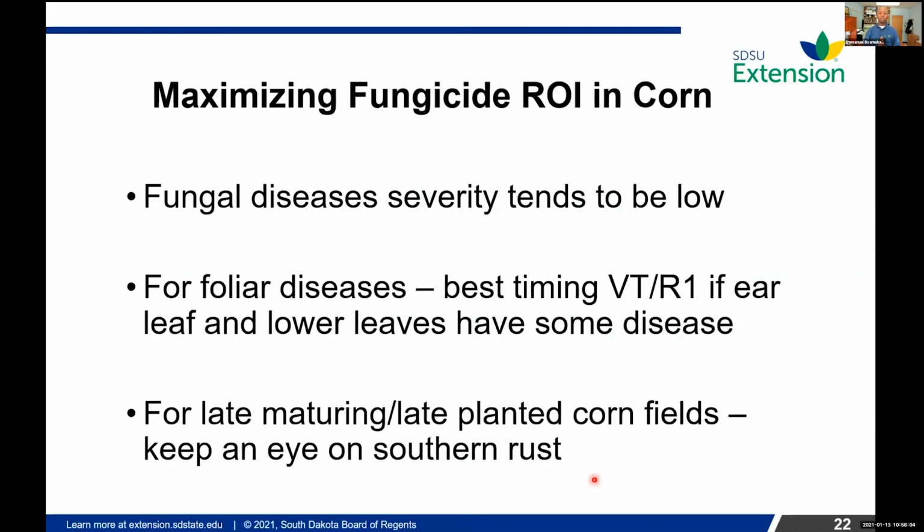Of course, look at the disease severity. It tends to be low, but do scouting and find out if you have enough disease to require a fungicide. The best timing, based on what we're finding and what other people in the region are finding, would be R1 or tasseling. Some people are talking of V5, V6 in corn, so quite early, and you won't see any disease that requires a fungicide that early in the season. And for late planted or late maturing hybrids, one disease to think about when applying a fungicide would be southern rust, as I already mentioned.